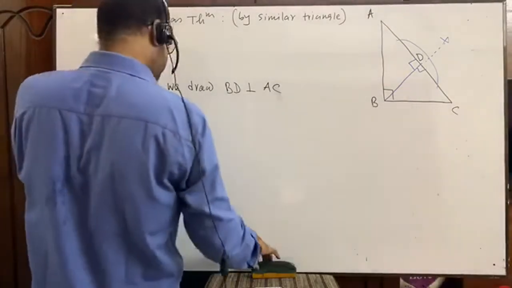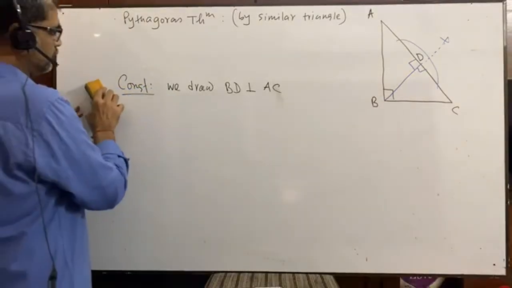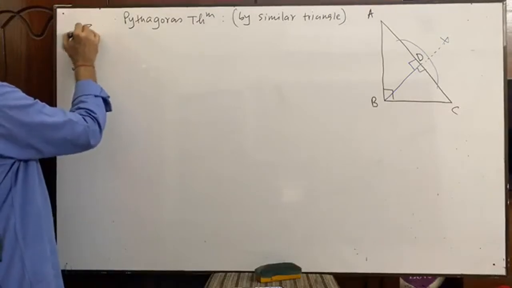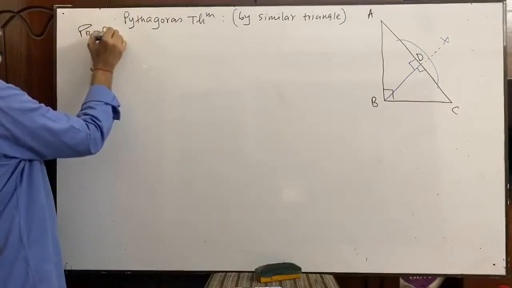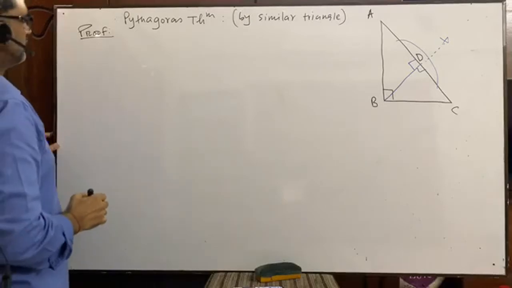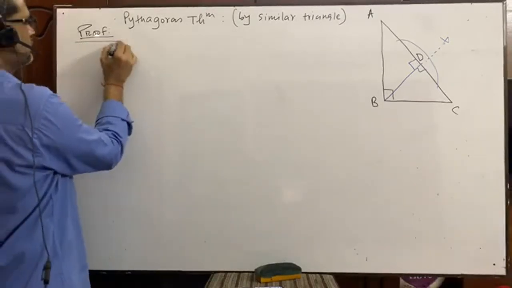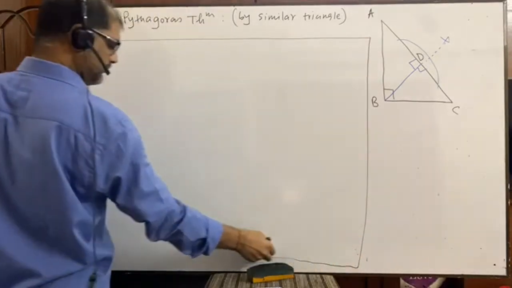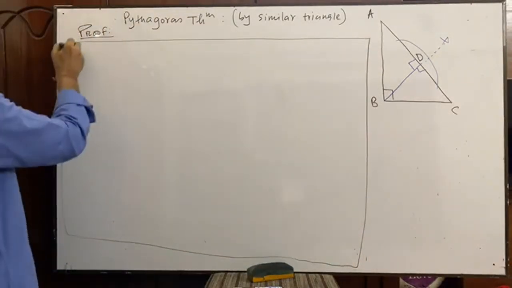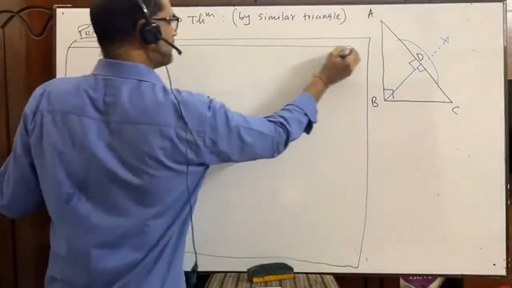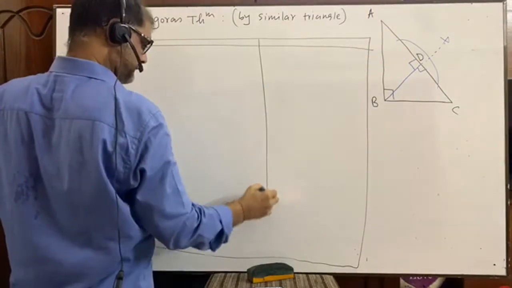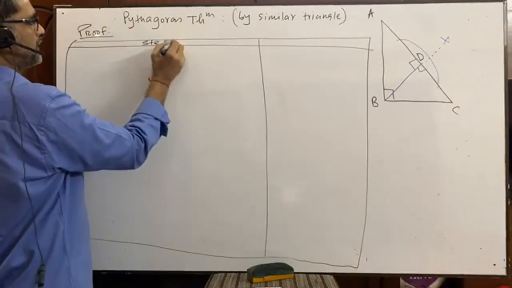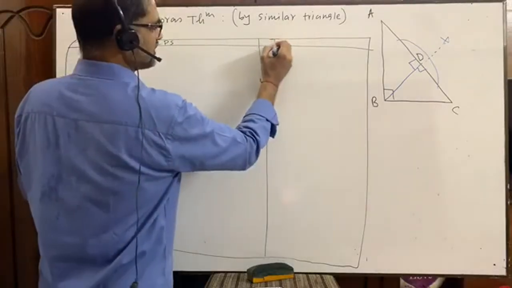Now the proof. Write down: Proof. Okay, these are the steps, and these are the justifications.